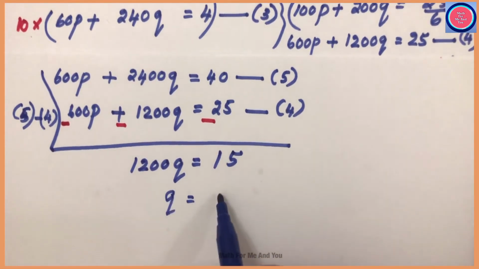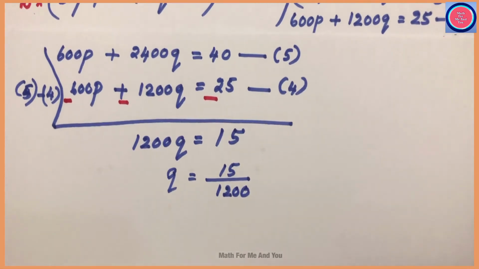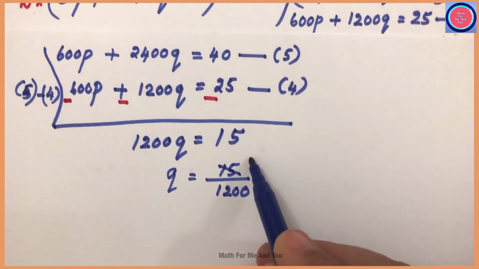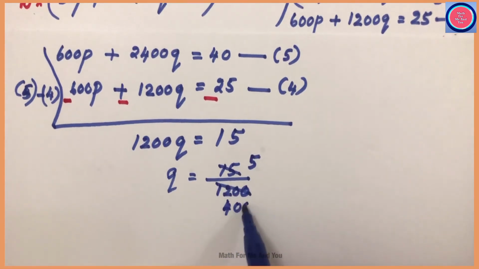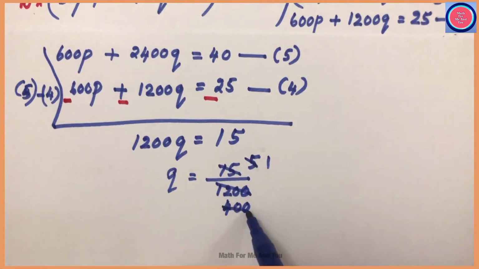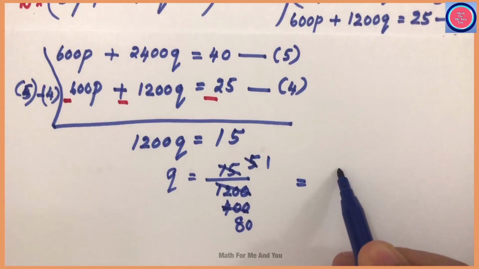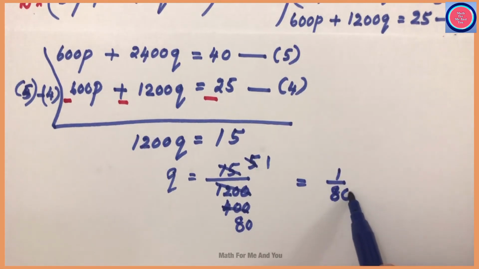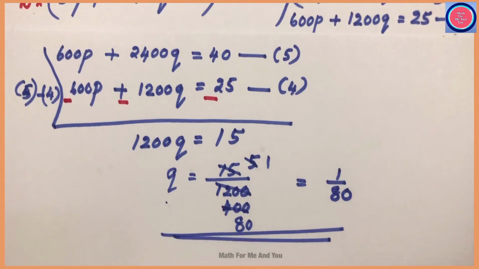What about q? 15 over 1200. See, we can cancel 15 and 1200. First I am going to cancel with 3. 3 times 5, 15. 3 times 4, then 2 more zeros. Now again we can cancel 5 and 400. 5 times 1, 5, and 5 times 80, 400. So we get q as 1 over 80.